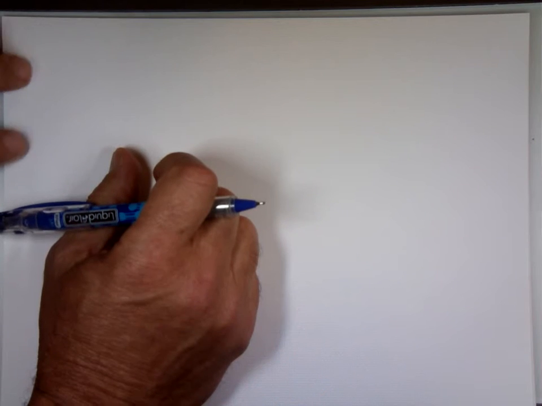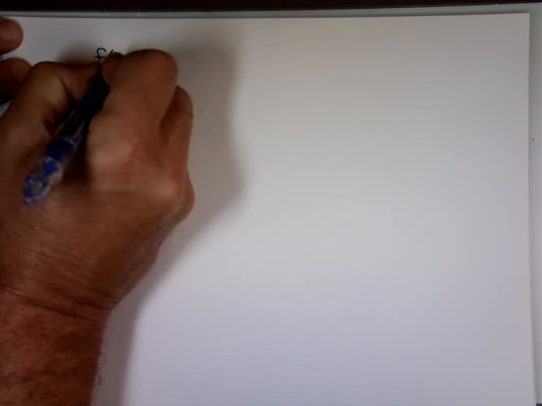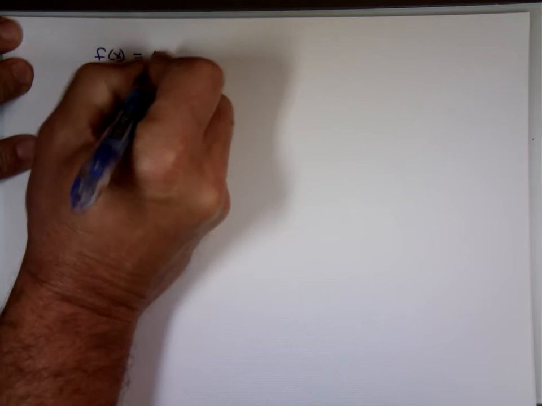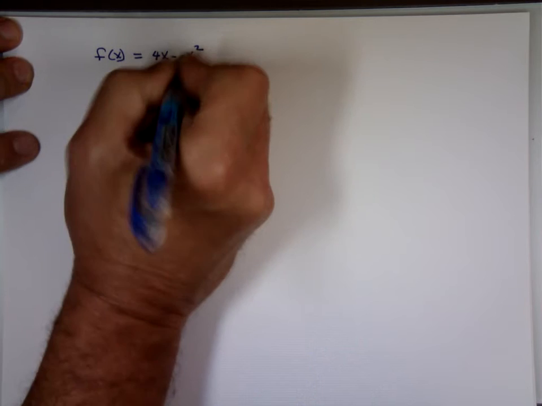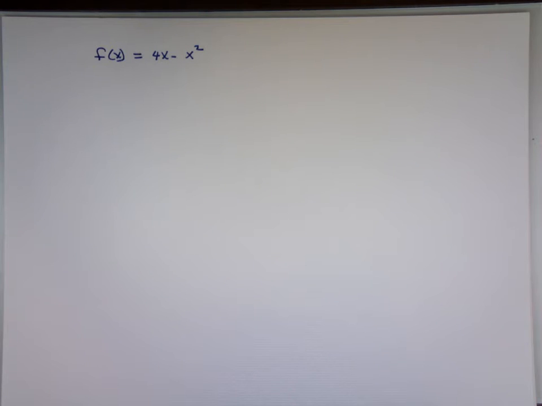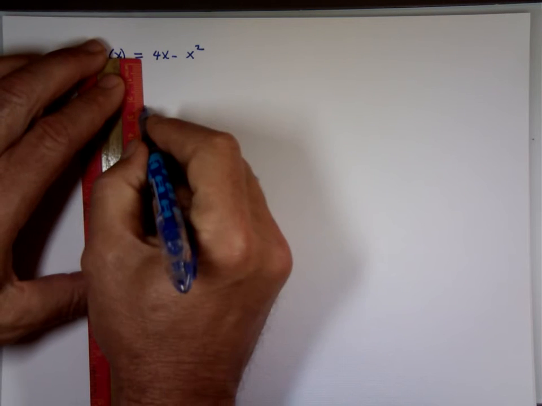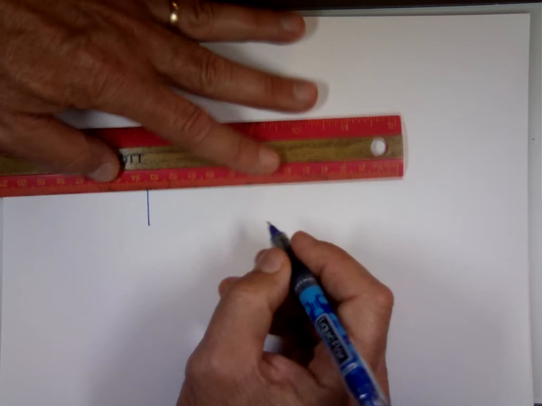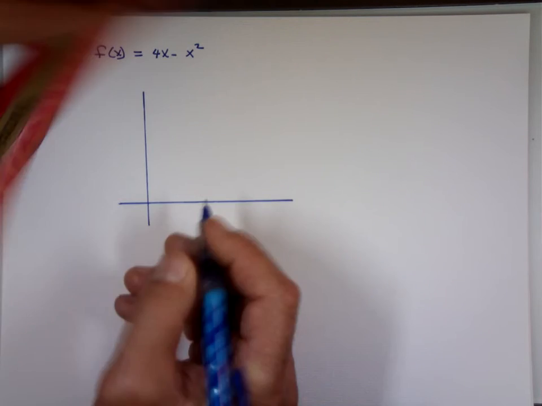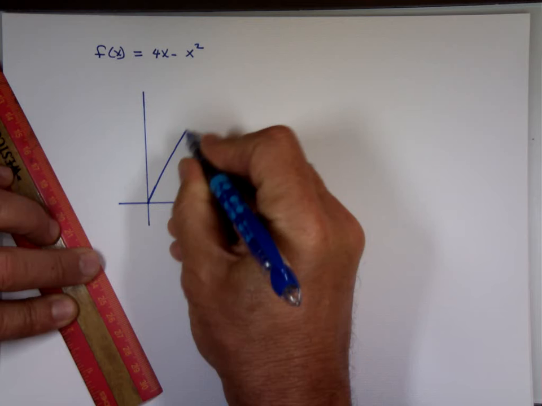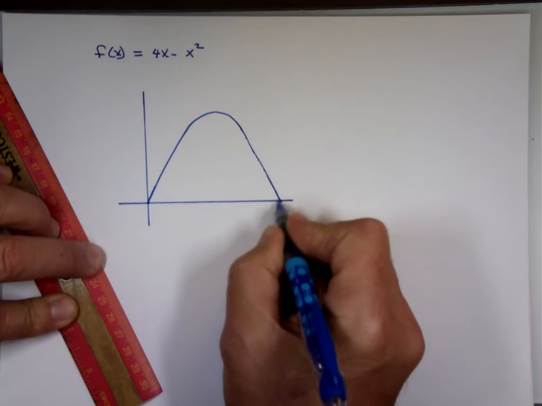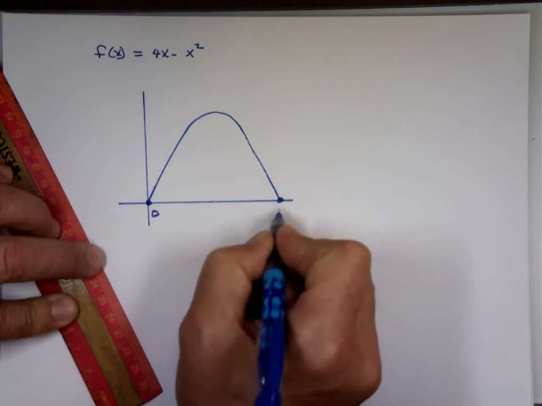So let's do definite integrals. Let's practice. Let's say I have this function f of x again equals 4x minus x squared. And I want to find, if I graph that, it will look like this. I want to do it from 0 to 4. From 0 to 4, the graph will look like this. This is the 0 and that's the 4. And I want to find that area.